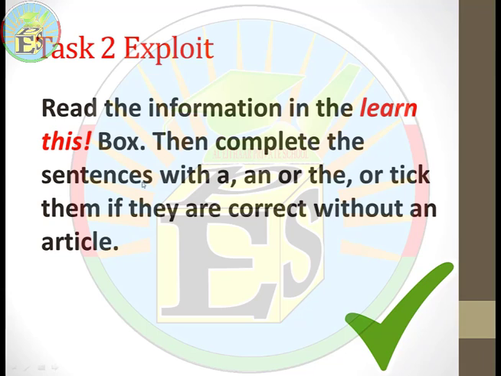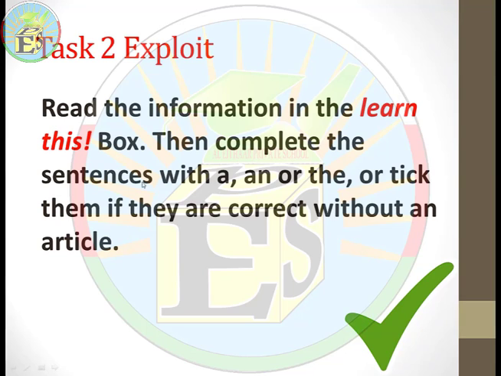So right now I would like you to look at the learn this box that you have on the second part of this page, exploit task number 2, and we will start explaining what's inside this box. Some common expressions include an article and others do not. This means that some expressions in English include an article and others don't. We have 2 main columns here. The first one, no articles. These expressions we don't use articles with. And for the second column, we use articles with these expressions.